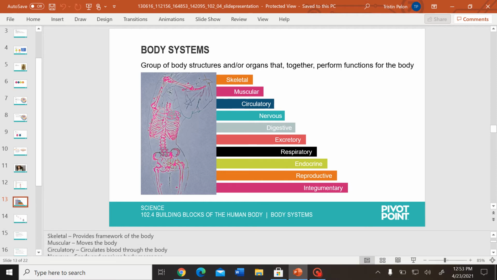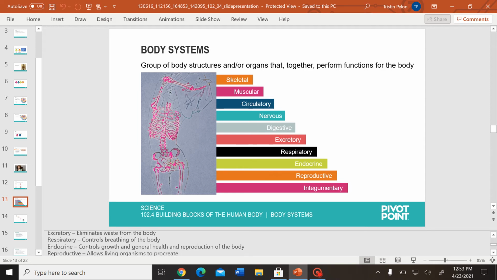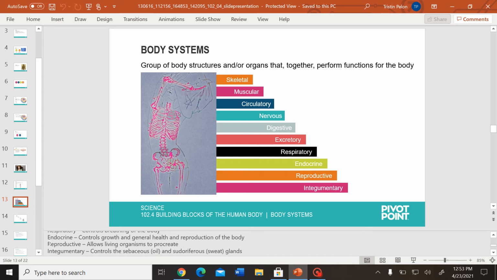Your skeletal is going to provide framework for the body. Muscular moves the body. Circulatory circulates blood through the body. Nervous system sends and receives body messages. Digestive supplies food to the body. Excretory eliminates waste. Respiratory controls breathing. Endocrine controls the growth and general health and reproduction of the body. Reproductive allows living organisms to procreate. And integumentary will control the sebaceous, or our oil, and our sudoriferous, or our sweat glands.